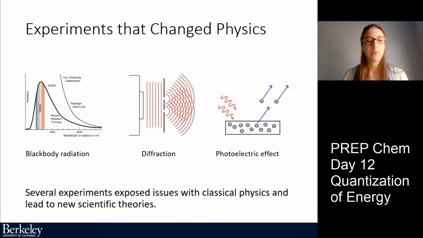Okay, great. So several experiments exposed some of the issues with classical physics and led us to decide on new theories. There were three main experiments that did this. The first one was black body radiation, then there were some diffraction experiments, and the last is called the photoelectric effect.